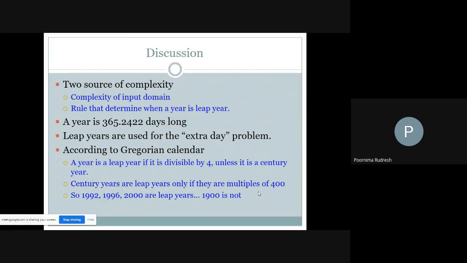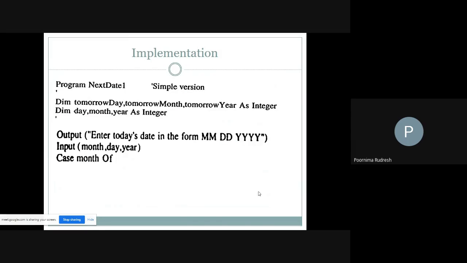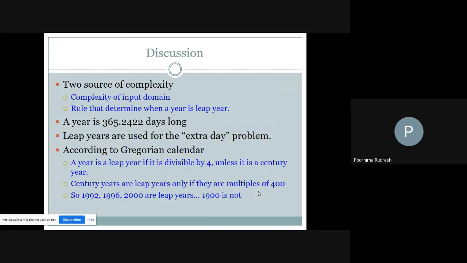But how will you consider the leap years? If the year is divisible by 4, then we say that it is a leap year. And next we have to consider the century leap years. So century years are treated as leap years only if they are multiples of 400. Understood? Okay. We'll see the pseudocode for this. Did all of you understand the conditions? Any doubt in this? Okay, how are we considering the next date function problem?